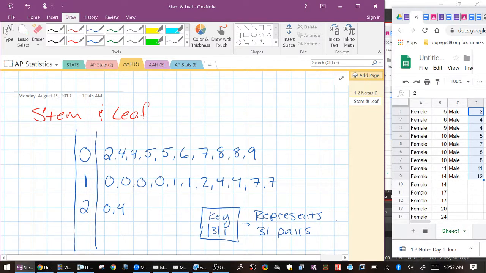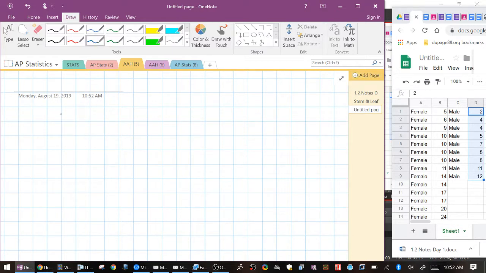If we wanted to, instead of just doing a regular stem and leaf, if you notice these numbers, they branch off. These branches are really long. What we can do instead is called a split stem.